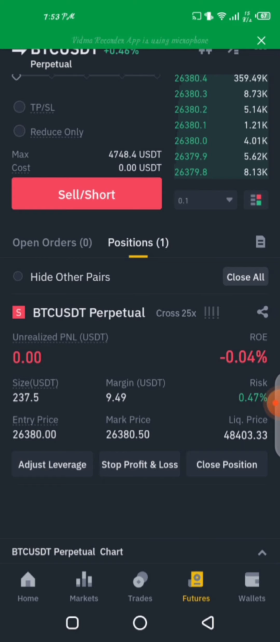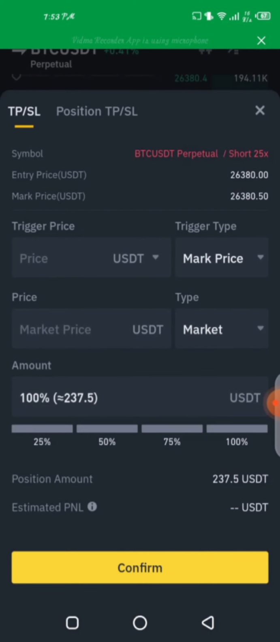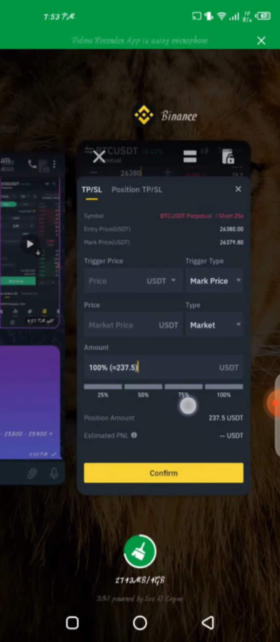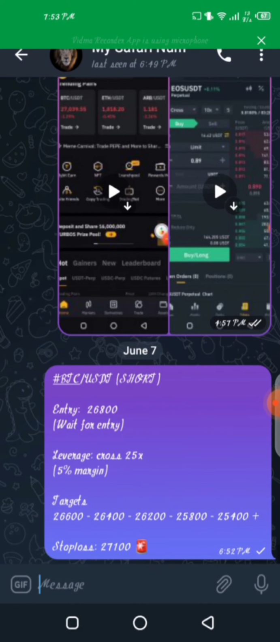You come down below here, you click on stop loss and take profit. So let's say, for instance, I want to close 100% of my trade. It all depends on how you set it. Either you want to close 50% or 100%. So what do I mean by 100% and 50%? Now look at the signal. It is saying the first take profit target is 26,600, and the second take profit is 26,400.